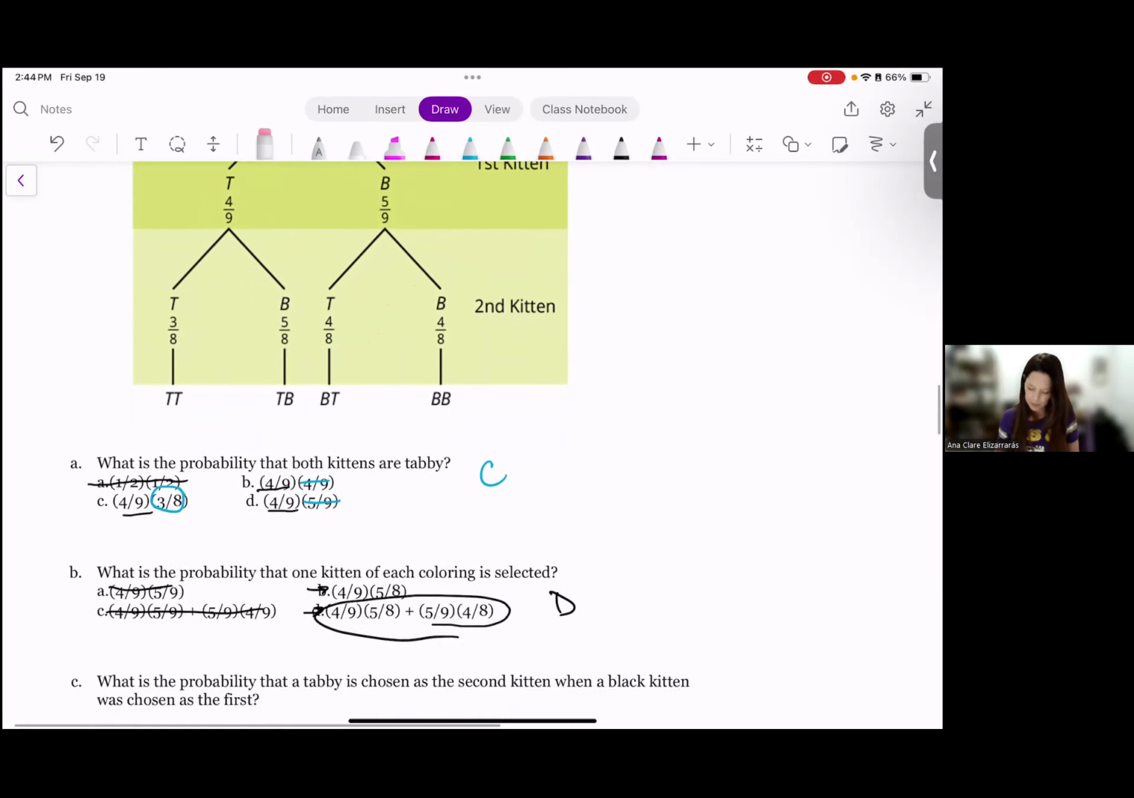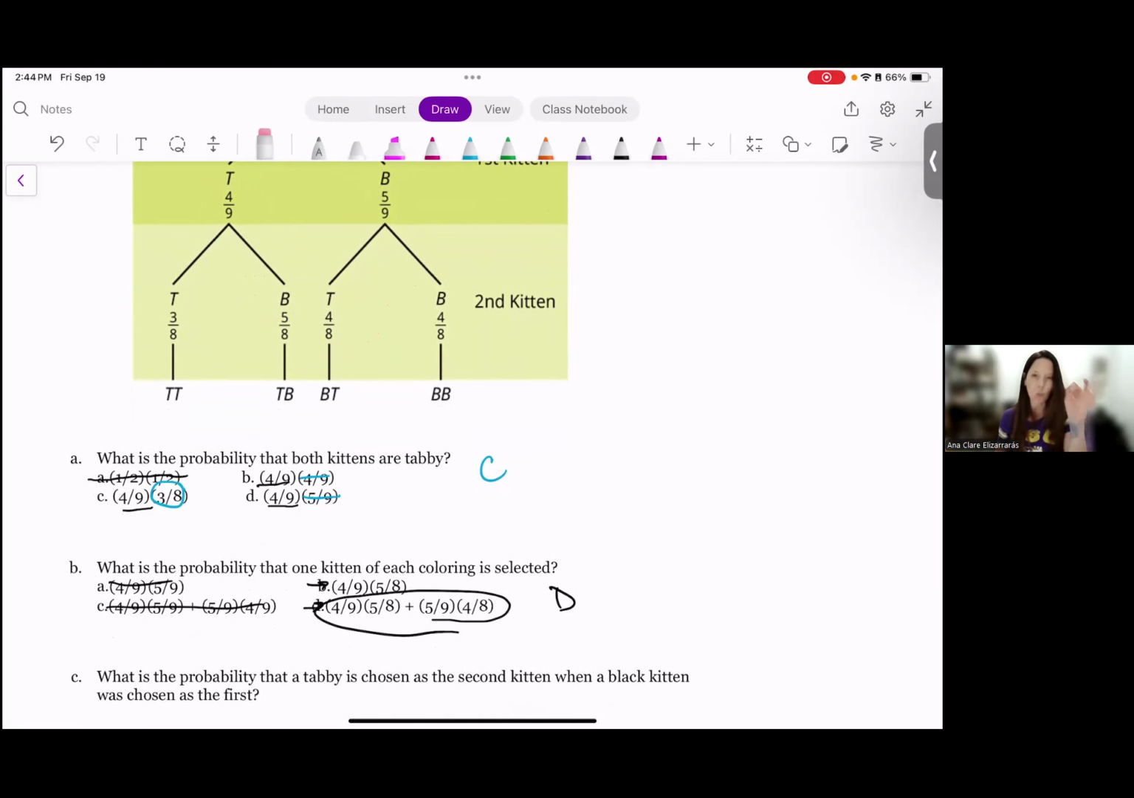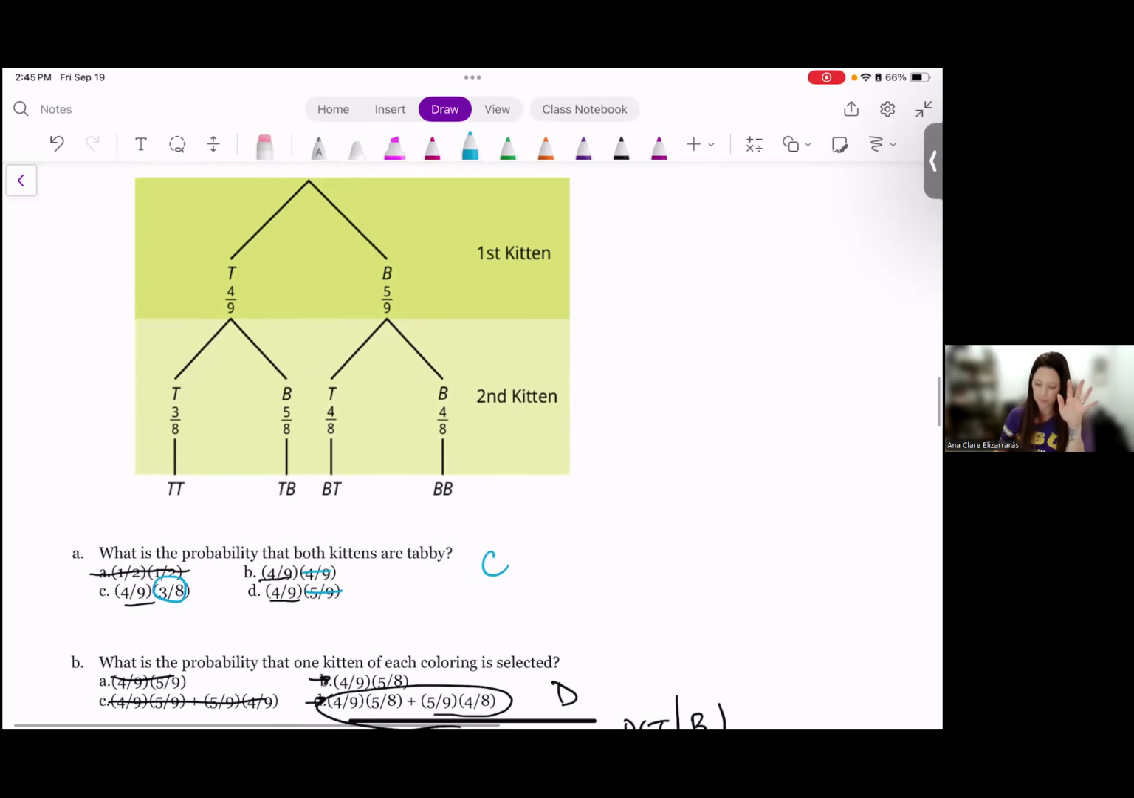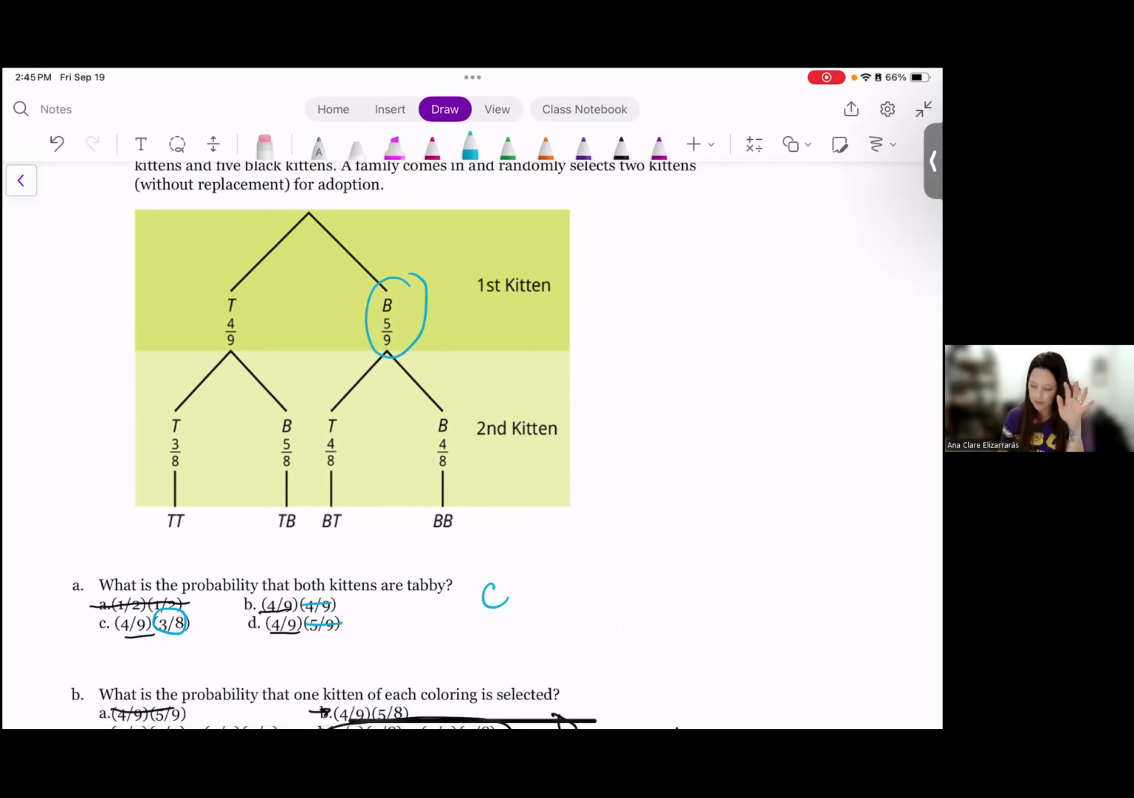Now, what is the probability that a tabby is chosen as the second kitten when a black kitten is chosen as the first? This is conditional. This is saying you chose a black one. What's the probability you chose a tabby? So what is the probability that you chose a tabby given you chose a black cat first? So tabby 2, black 1. Well, let's focus on the black ones. So black first, this is my conditional probability here. The probability of getting a tabby is then 4 out of 8.